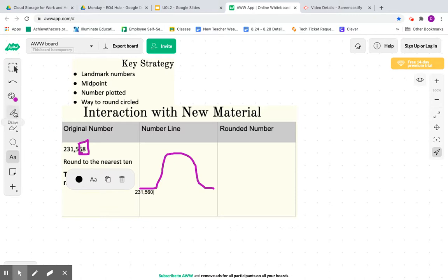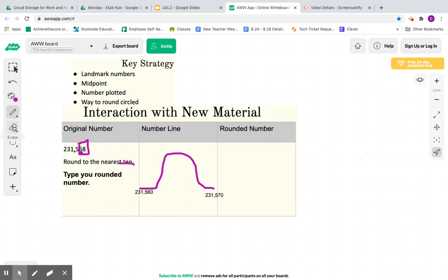231,560. Well, what about the tens that is a little bit larger than this number? Well, going right over here, and that would round to 231,570. So those are the landmark numbers. These are the two numbers that this number is in between, right? So this number is in between these two numbers when we're looking at the nearest 10. Okay, so looking at the nearest 10 right here.